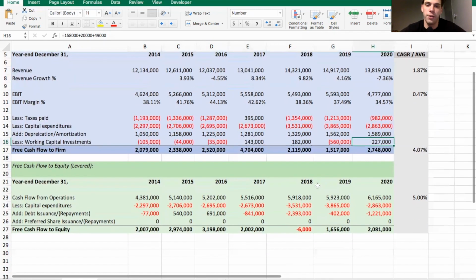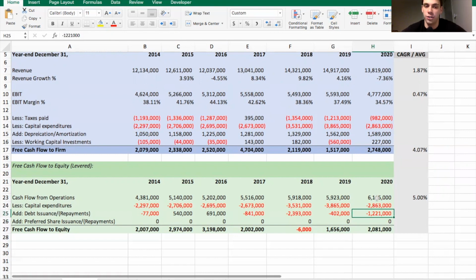Now, free cash flow to equity has a bit fewer line items. You take just cash flow from operations. Again, you deduct your capital expenditures, but then you add or deduct any debt issuance or debt repayments. So that's how you're accounting for debt in this case. And then you do the same thing with preferred shares.